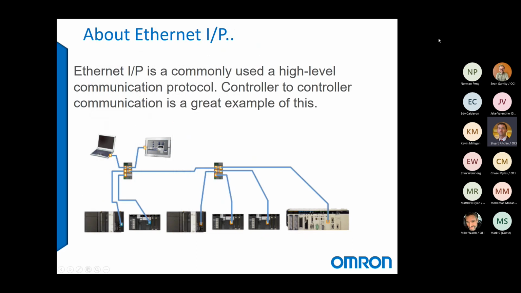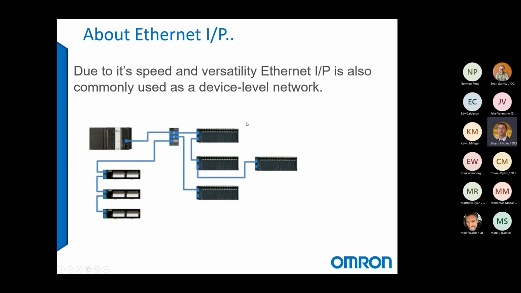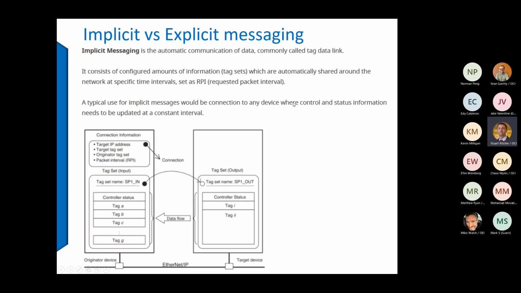So Ethernet IP, probably pretty familiar to most of you guys. So it's a commonly used high-level communication protocol. So this is controller to controller, that sort of thing. But due to its speed and versatility, we're seeing it on all levels of the control system. So remote I/O, drives, sensors, that sort of thing. So very versatile, very easy to use, and it's one of the most widely supported protocols in modern equipment. So we will be doing a demo on that shortly here.